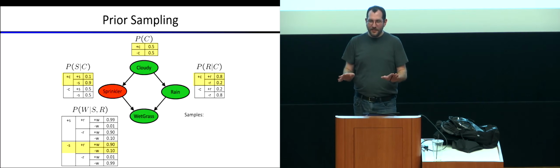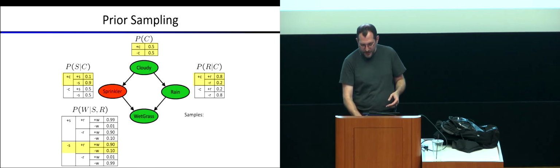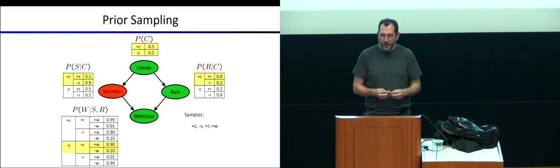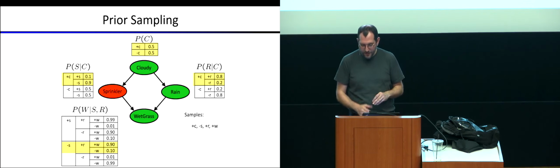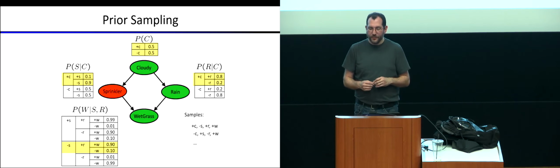If I did this again, and I flipped those coins again at each node, next time, I'm presumably going to get a different sample, and then a different sample, and then a different sample. Each time I get a sample, I write it down. Okay, so my first sample was plus C minus S plus R plus W. And I can do that again and again and again. I can draw as many samples as I want.